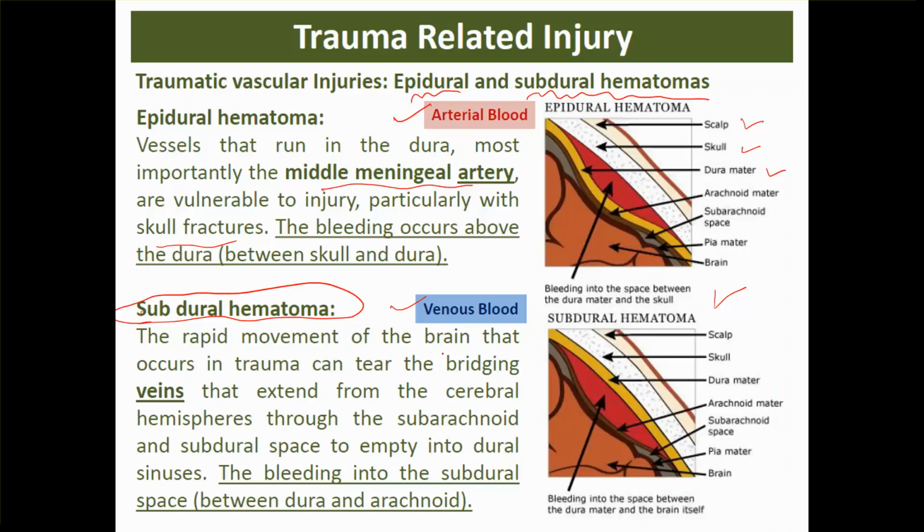The rapid movement of the brain that occurs in trauma can tear the bridging veins that extend from the cerebral hemisphere through the subarachnoid and subdural space to empty into the dural sinuses. The bleeding is into the subdural space between the dura and arachnoid. So here we can see that this is the dura and then this is the arachnoid, and in between the two we can see bleeding. It's called subdural hematoma, and it's related to venous blood.